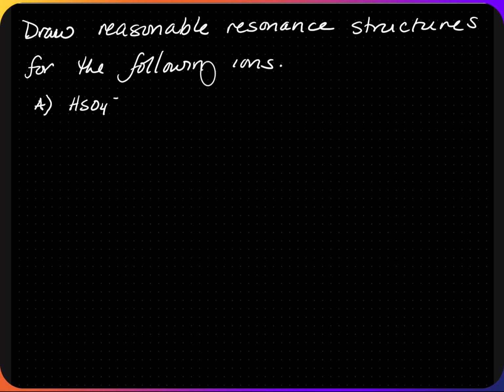This is one of the problems in your textbook. It asks you to draw reasonable resonance structures for the following ions. So that means every single possible resonance structure you need to draw. And to find the best, you need to calculate the formal charges. So pause the video, draw your structure, and then check your answer.